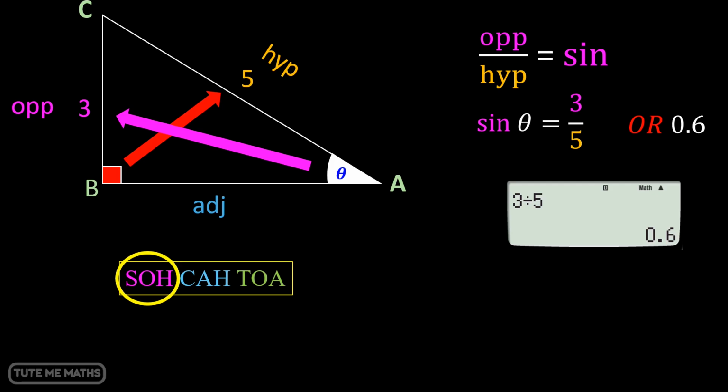We could keep guessing and checking like this. I think it's 25 degrees, too small. 35 degrees, it's still too small. Eventually honing in to find that it's approximately equal to 36.9 degrees. This is not very efficient. Fortunately, we don't need to do this.